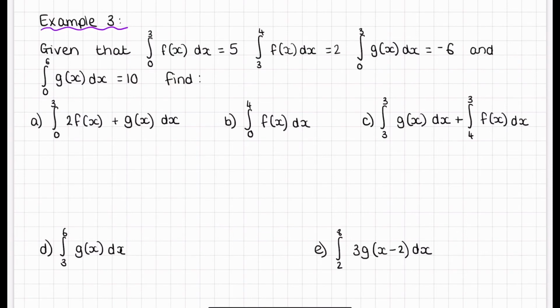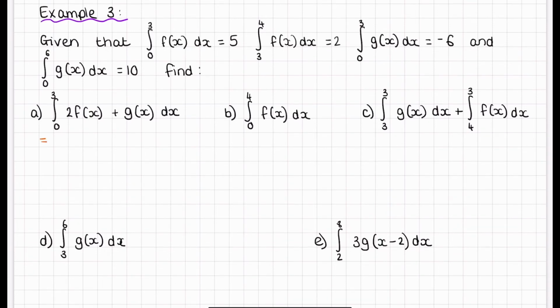So the first one, we want the integral from 0 to 3 of 2 f of x plus g of x. We can separate this into different integrals. I'm going to pull this 2 out the front, so it's 2 times the integral from 0 to 3 of f of x, plus the integral from 0 to 3 of g of x. The integral from 0 to 3 of f of x is this first one here, which equals 5. So this will be 2 times 5 plus the integral from 0 to 3 of g of x, which is the third one, negative 6. So it'll be 10 minus 6, which equals 4.